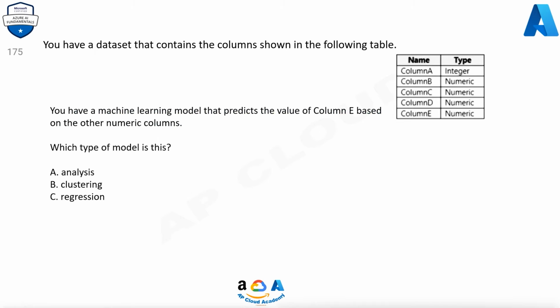175. You have a dataset that contains the columns shown in the following table. You have a machine learning model that predicts the value of column E based on the other numeric columns. Which type of model is this? A. Analysis. B. Clustering. C. Regression.